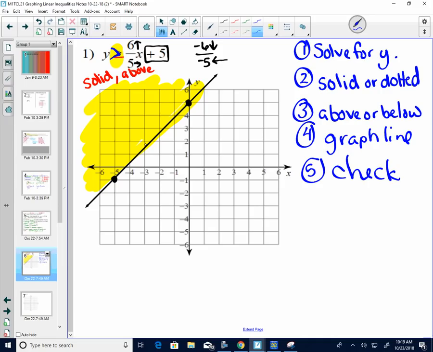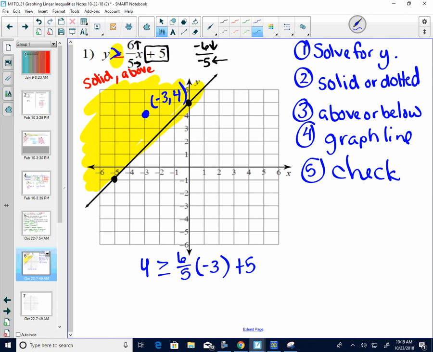So if I pick a point, that point is negative 3, 4. I plug that back into my original equation to see if it works out. So is 4 greater than or equal to 6 over 5 times negative 3, because 4 was the y value, negative 3 was the x value, plus 5.